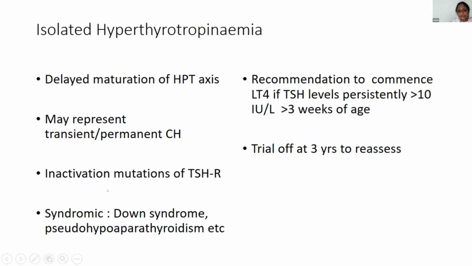A Down syndrome diagnosis may not be very obvious during the newborn period because it may not fulfill all the Hall's criteria. But if there is a persistent mild TSH elevation, 2 syndromes which can actually cause that are Down syndrome and pseudohypoparathyroidism, just to keep in mind. And the recommendation during the newborn period or in early infancy is to commence treatment if TSH level is persistently more than 10, and reassess when the child is about 3 years old.